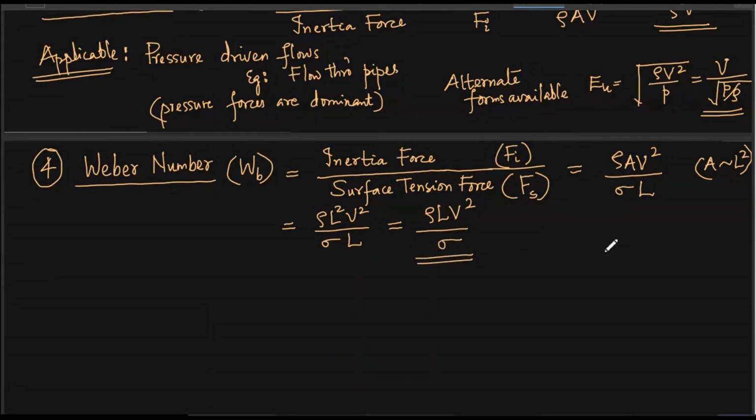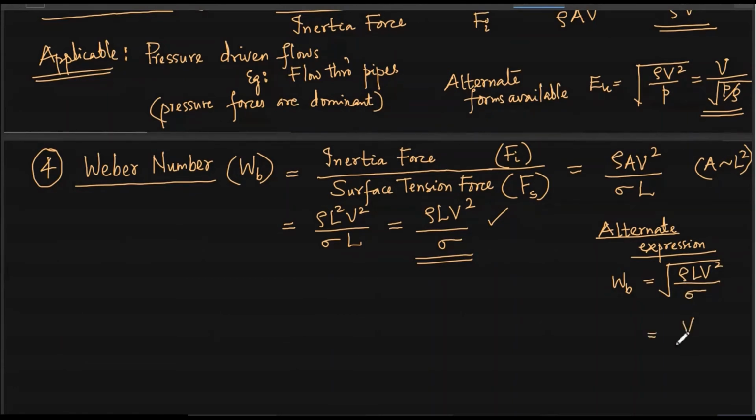This is also available in alternate forms in many contexts. In some literature, you may find it written differently, but I prefer this expression for you. Sometimes it's written as the square root of this expression, square root of rho L V square divided by sigma, and this can be written as V divided by the square root of sigma divided by rho L, where sigma is the surface tension force per unit length of the surface boundary. This alternate form is also available in some of the literature.